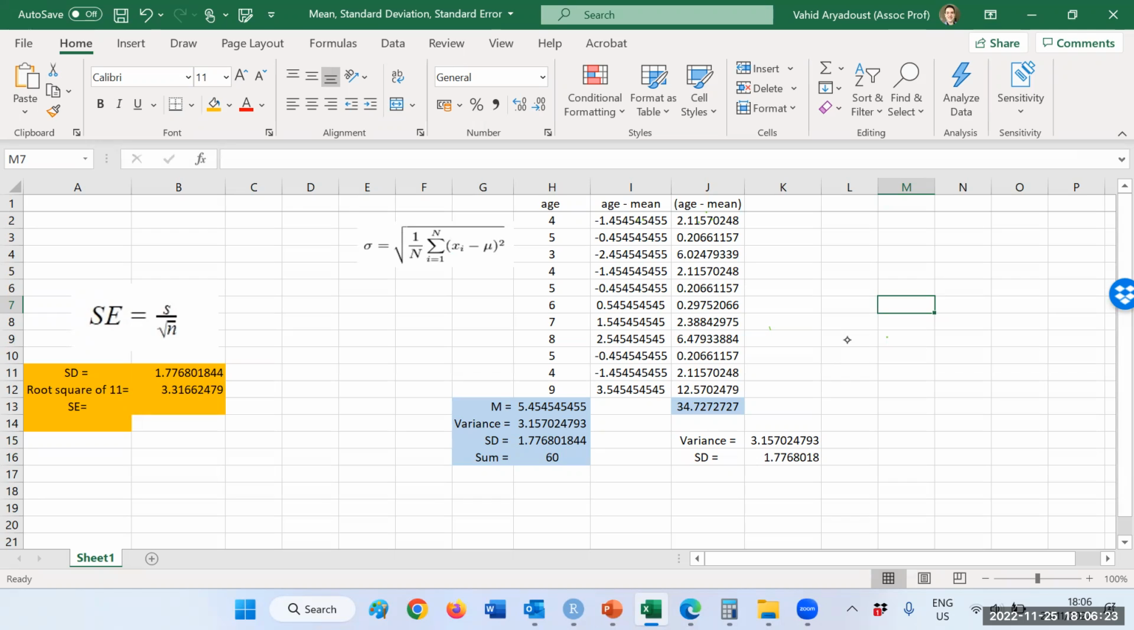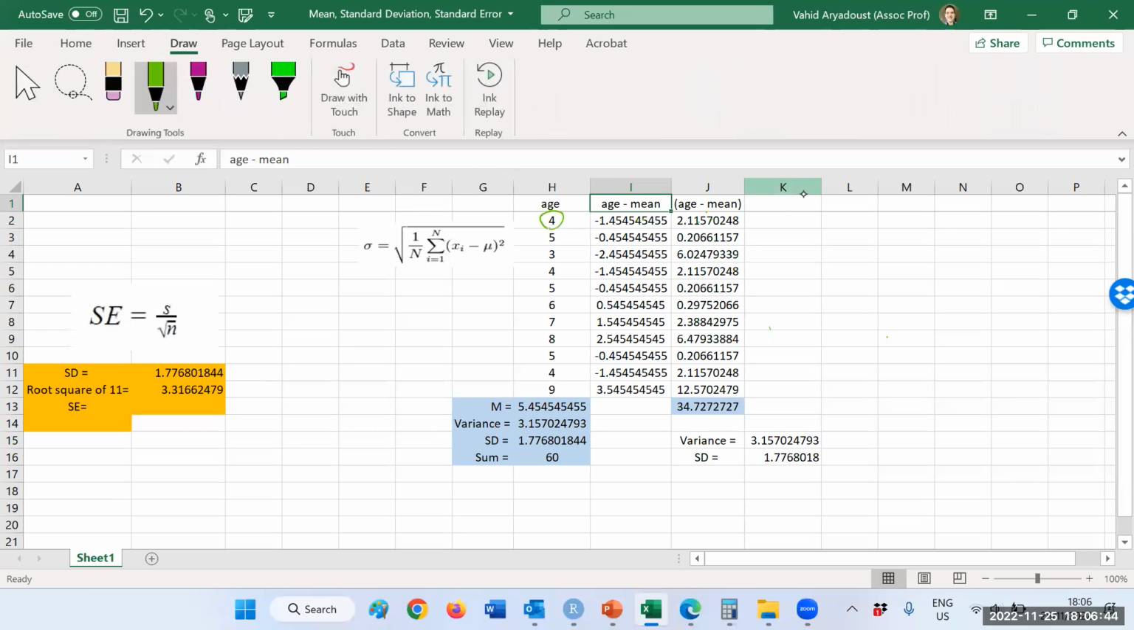This is the same distribution that I just showed you before. It has age in it. I've called it age. And in this column, I have deviated each of these numbers from the mean value of my distribution, and I've generated this column for you. For example, the first one, which is a 4, has been deviated from 5.45, etc., to generate this number in this cell. And the rest of them have been created in the same way that I generated the first one.